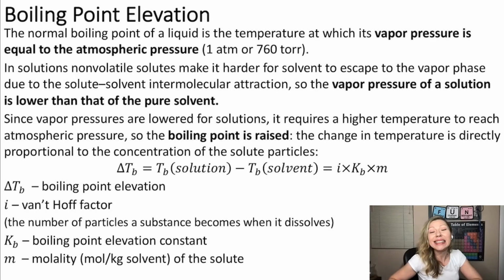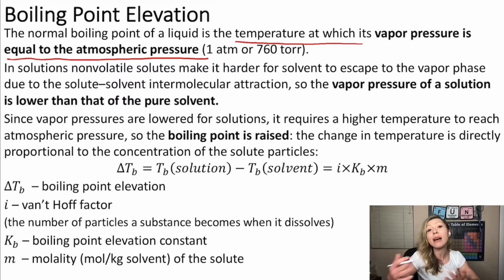Hello guys, let's talk about boiling point elevation. First, let's define what the normal boiling point is. It is the temperature at which the liquid's vapor pressure is going to equal the atmospheric pressure, which is 1 atm or 760 torr at sea level.